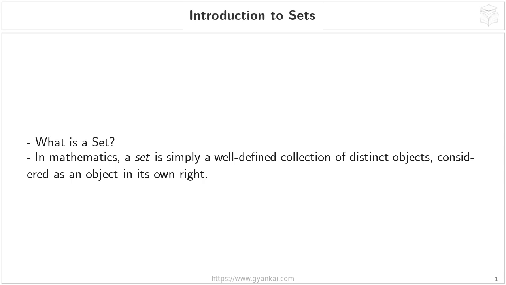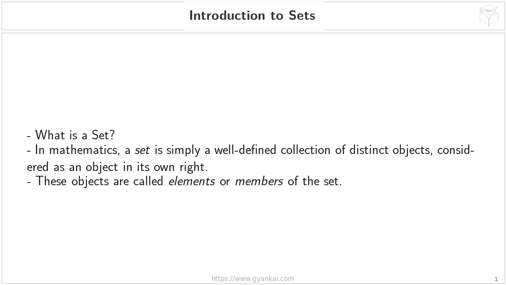The first point here states that in mathematics, a set is simply a well-defined collection of distinct objects, considered as an object in its own right. Let's break that down. Think of a set as a container; it holds things. But these things aren't just any random assortment, they need to be a well-defined collection. This means we need a clear rule or criteria for deciding what belongs in the set and what doesn't. And importantly, the set itself is treated as a single entity, a mathematical object.